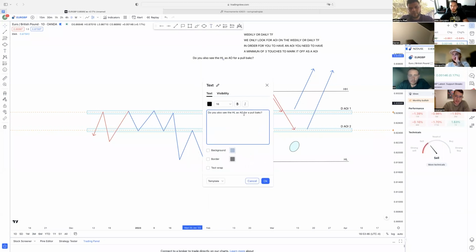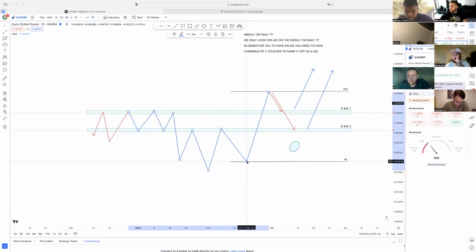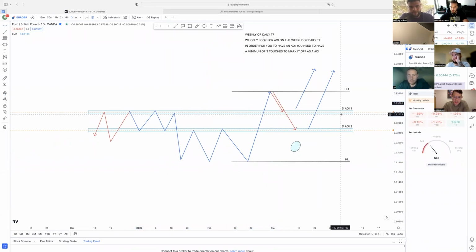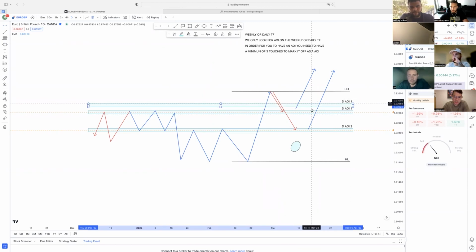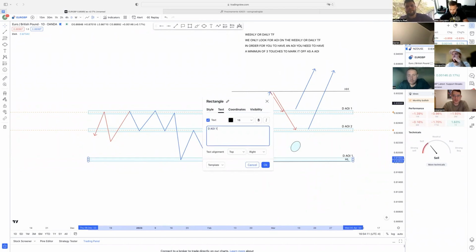Do you also use the higher low as an area of interest for a pullback? And the answer to this is if there is 3 touches. For example, here, there's only 1, 2. There's no 3 touches here. So if this point were to have been right here, yes, we could consider this to be an area of interest 3 because we are still above the higher low and there is 3 touches. If that makes sense, type 1. If it doesn't, type 2.